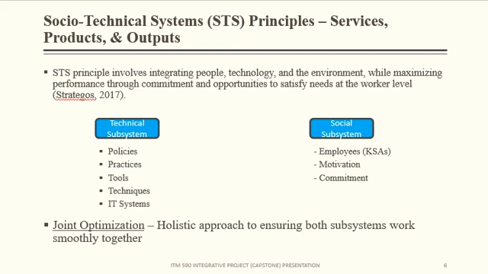So an aspect of socio-technical systems for a supervisor or manager would be how to motivate individuals, how to develop the commitment of those individuals to the organization to work with those technical subsystems, to get them at the level where they need to be performing at a high level.